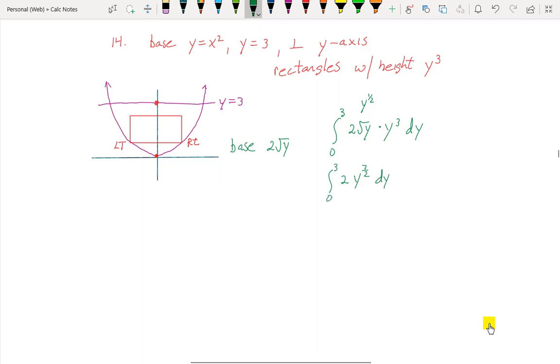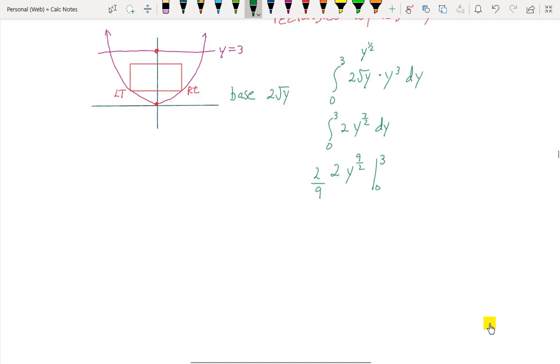If I take the antiderivative of that, I'm going to have 2 times y. I need to add 1 to the exponent. That's going to be 9/2. But then we're going to have to multiply this by 2/9. And we're going from 0 to 3 here.